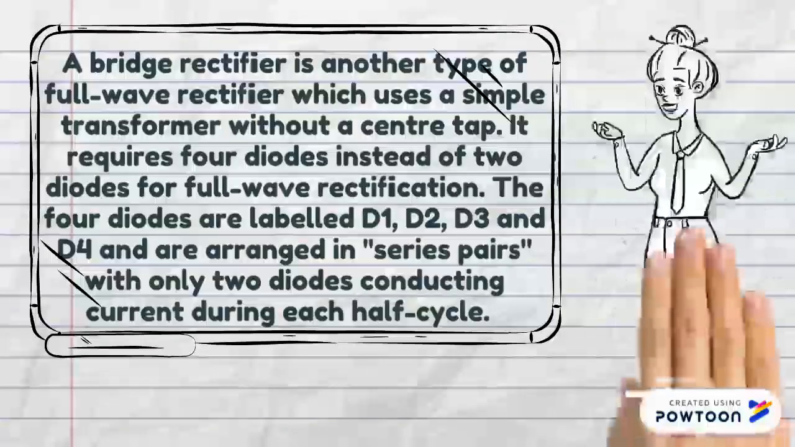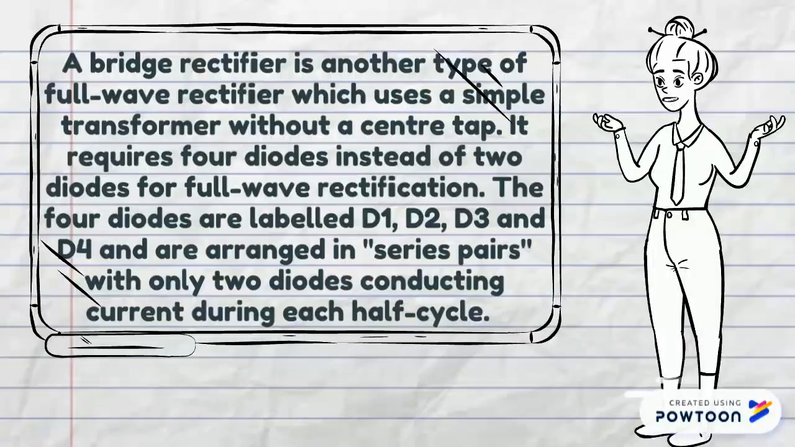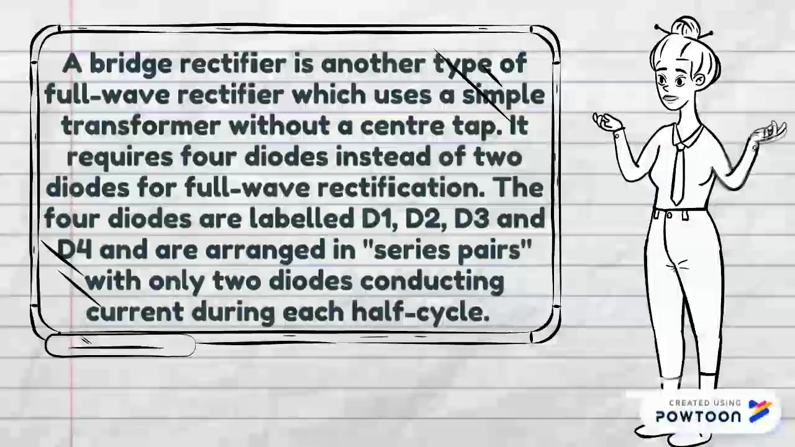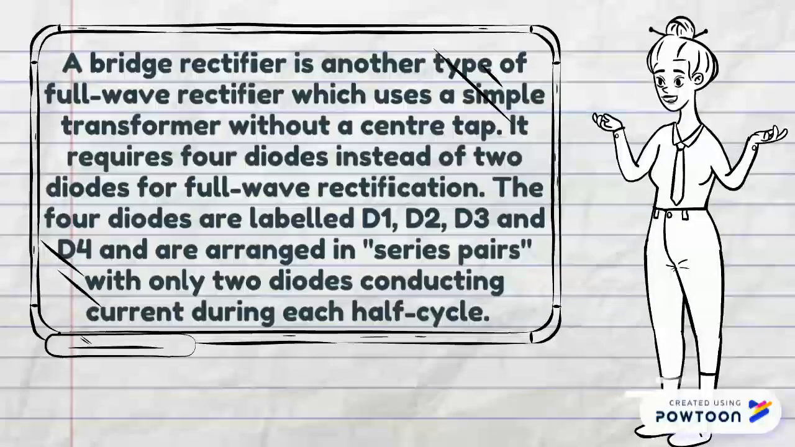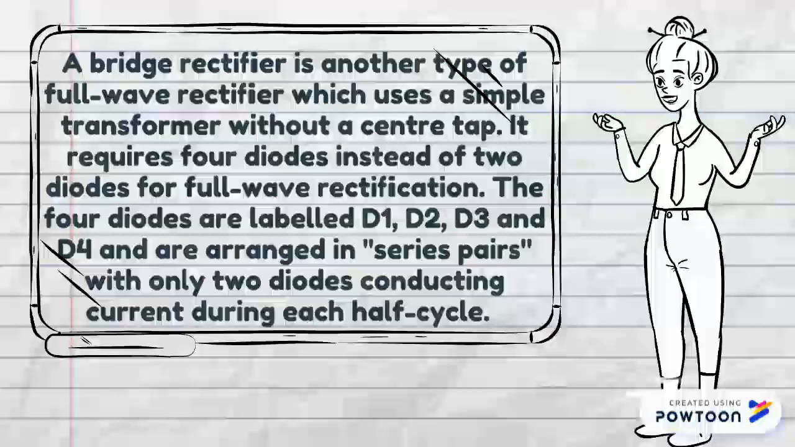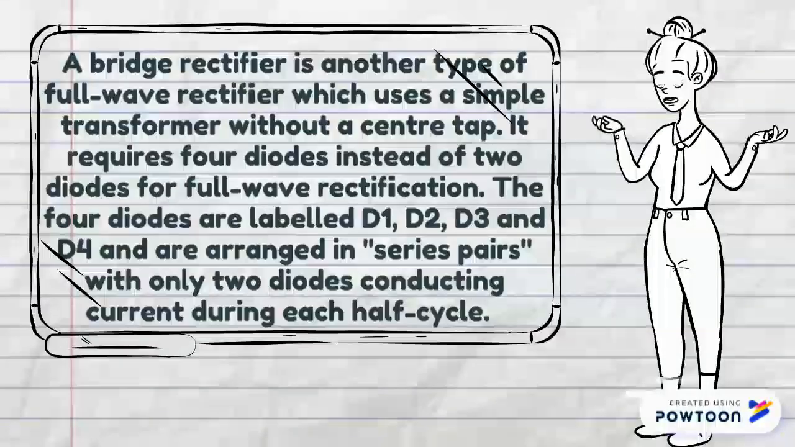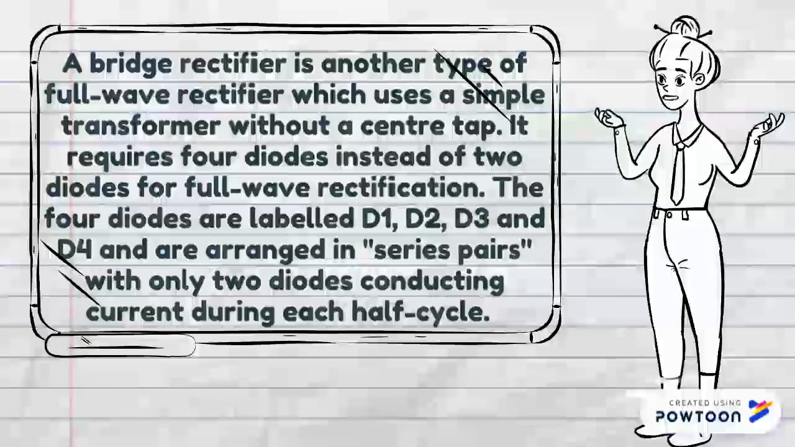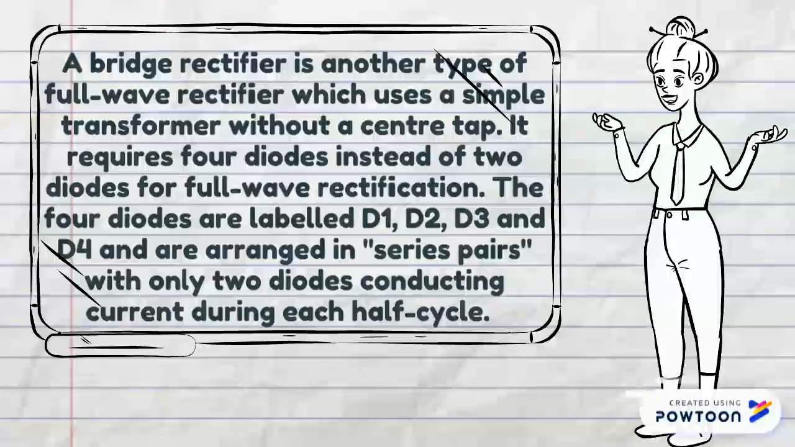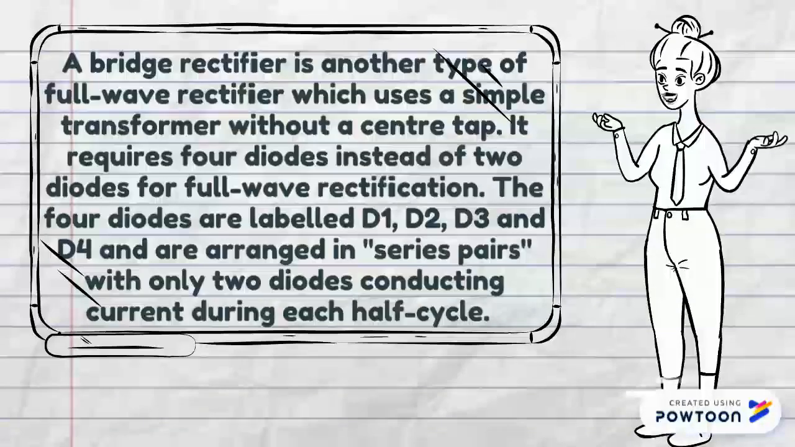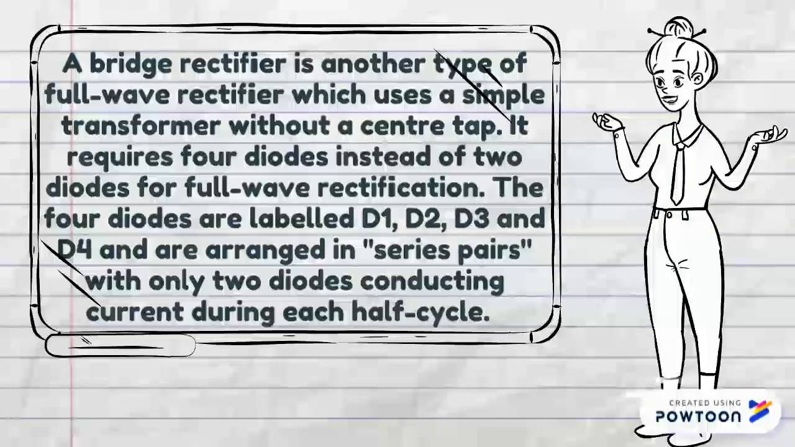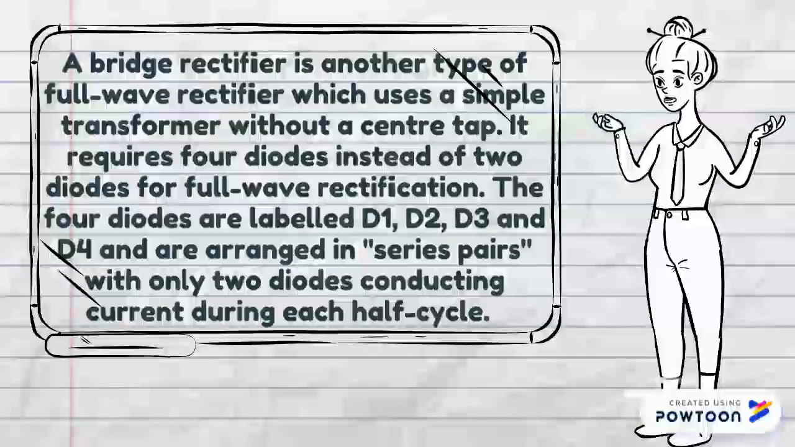A bridge rectifier is another type of full-wave rectifier which uses a simple transformer without a center tap. It requires 4 diodes instead of 2 diodes for full-wave rectification. The 4 diodes are labeled D1, D2, D3 and D4 and are arranged in series pairs, with only 2 diodes conducting current during each half cycle.